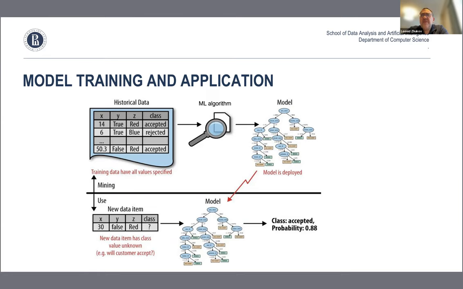Then when you get it into production, in the inference phase, you provide a new data item that the model hasn't seen before. Based on the model, it makes a decision. In this case, for example, with accepted or rejected, it says that yes, the class can be accepted, but there is a probability for that action.